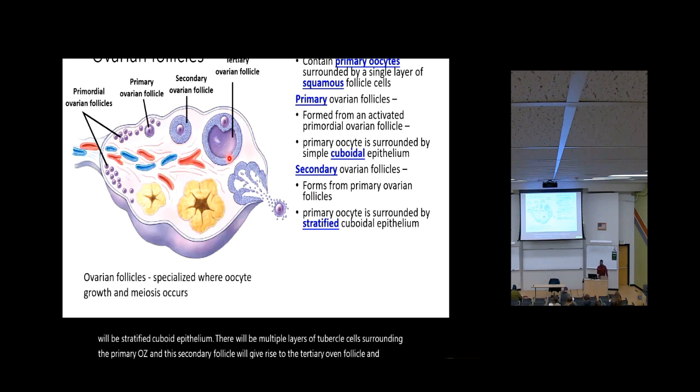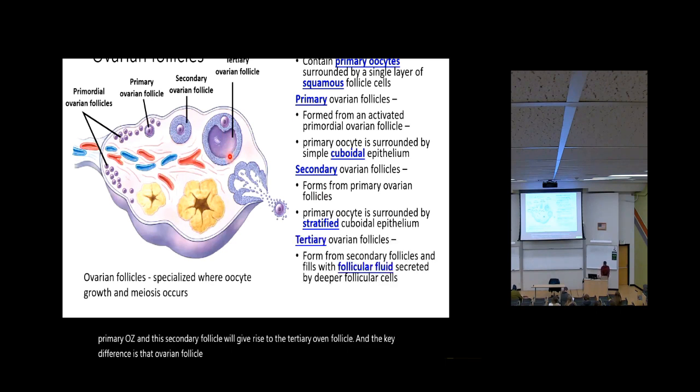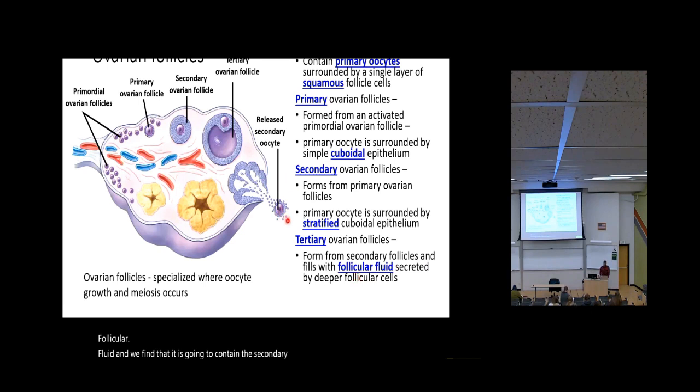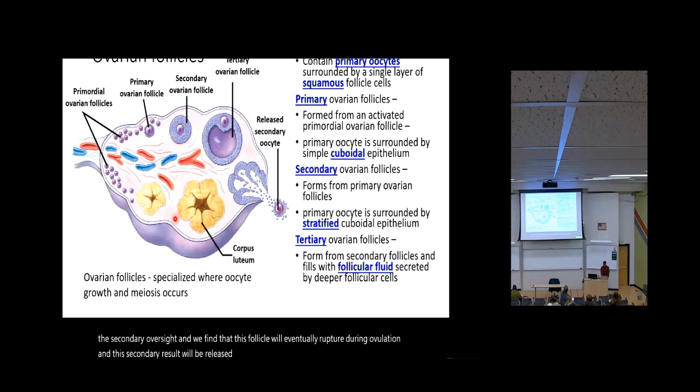And the key difference is that the tertiary ovarian follicle has this follicular fluid, and we find that it is going to contain the secondary oocyte, right? Until the secondary ovarian follicle, it would be the primary oocyte, but then in the tertiary ovarian follicle, it will be the secondary oocyte. And this follicle will eventually rupture during ovulation, and this secondary oocyte will be released, and the follicle will turn into a corpus luteum, a structure which produces progesterone, and eventually it can degrade and form the structure called the corpus albicans.